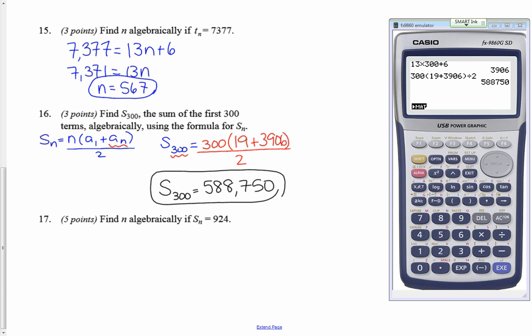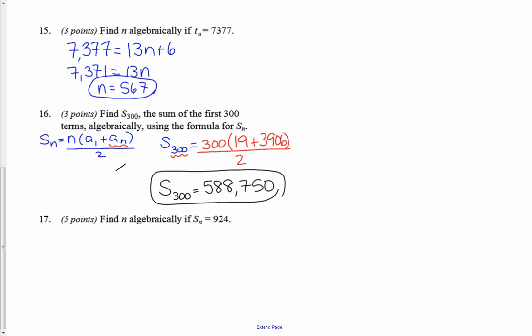All right, last one, number 17. Find n algebraically if S sub n is 924. So again, we're dealing with the same formula we used up here, except this time we know that the answer to the formula is 924. We're looking for n, so this n is going to stay empty. Regardless of how many terms we have, the first term was always 19, so I can fill that in.